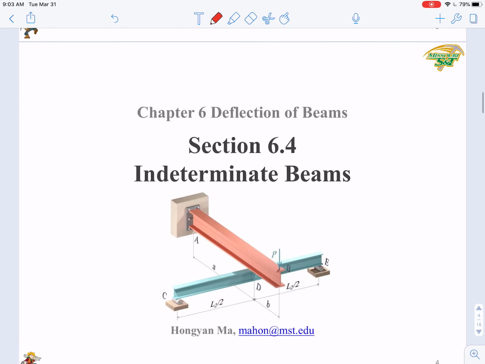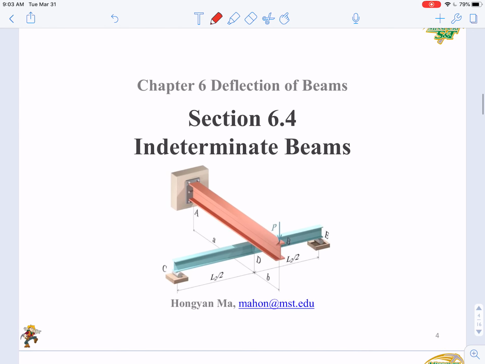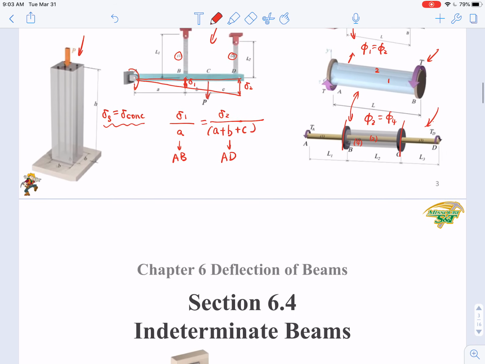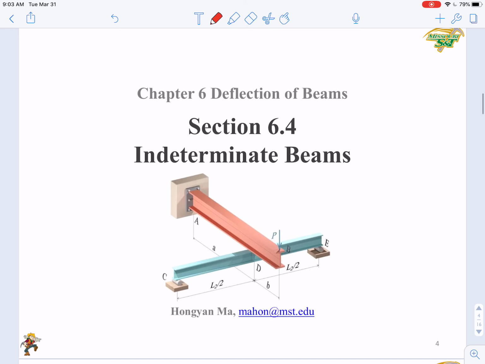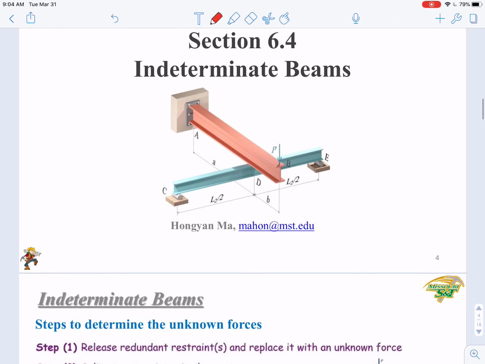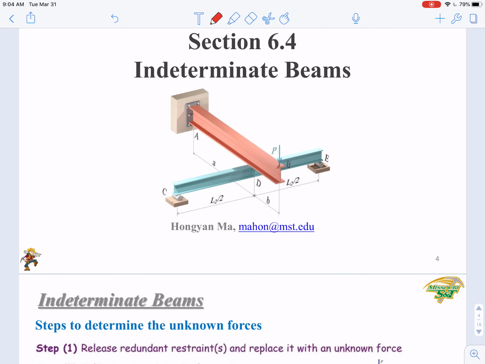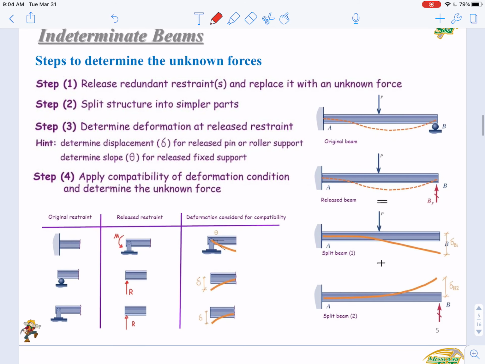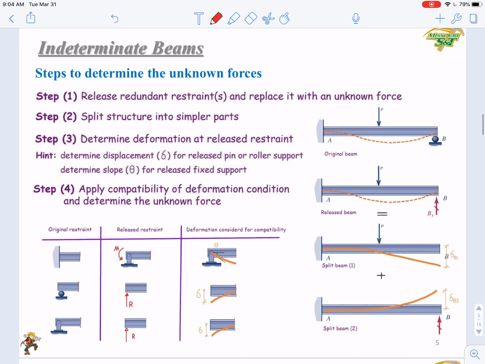And so today it's our section 6.4. We will talk about the indeterminate beams. If you understand all of these cases, it will be simpler to understand the indeterminate beams, since the basic algorithms to solve indeterminate beams will be very similar. Here in this slide, first of all, let's look at this simple indeterminate beam system.